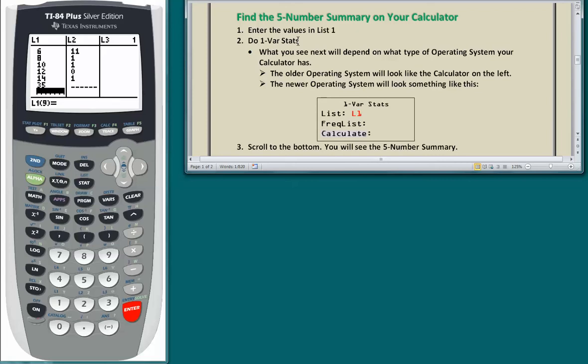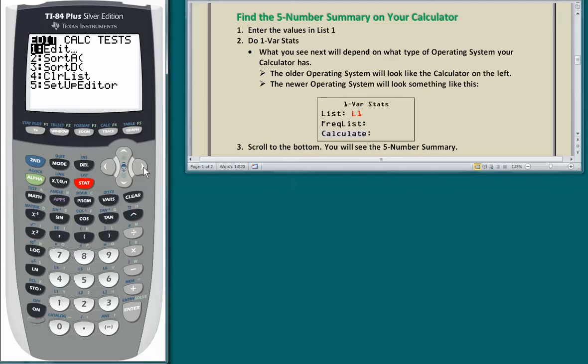Step 2 says do 1 var stats. So the way we do that is hit the Stat key, we arrow over to Calc. It's on 1 var stats, and that's what we want. We then hit the Enter key. If you have the old operating system, which is what I have, this is what your screen looks like. And we're going to tell it to look at list 1, and the way we do that is by hitting second 1. That tells it to look at list 1.